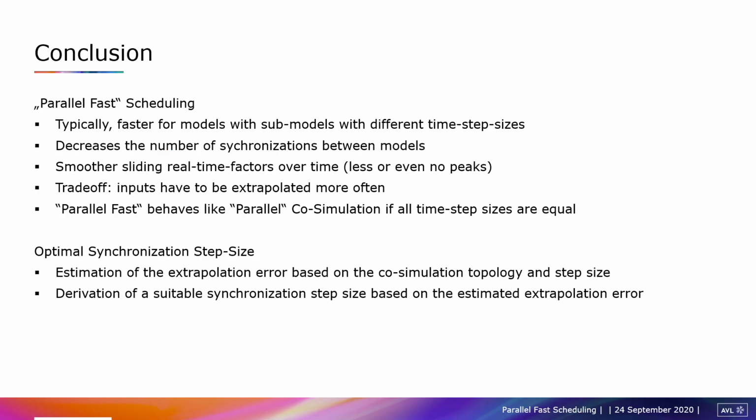Let's come to the conclusion. We have introduced a new scheduling approach for parallel co-simulation, the parallel fast scheduling, which is typically faster for submodels with different coupling step sizes by decreasing the number of synchronizations between the submodels. This can be defined by the synchronization step size, which allows some kind of a trade-off between the simulation accuracy and the simulation duration. In addition to that, we have introduced an optimization approach to identify suitable synchronization step size for the parallel fast scheduling.